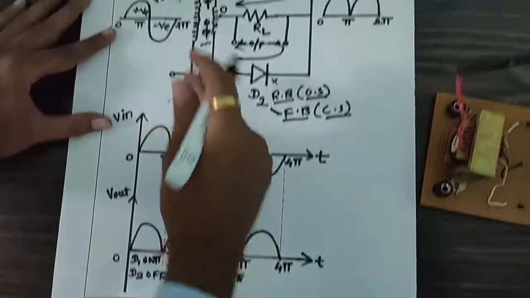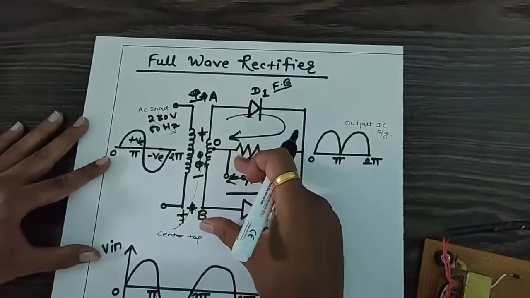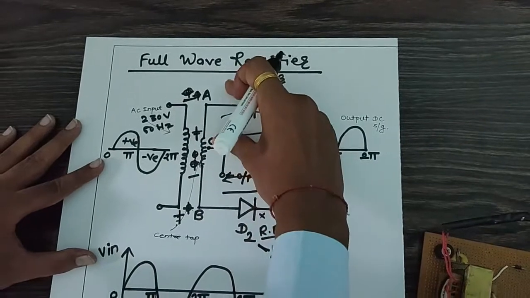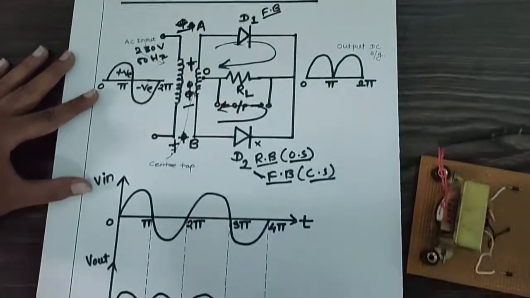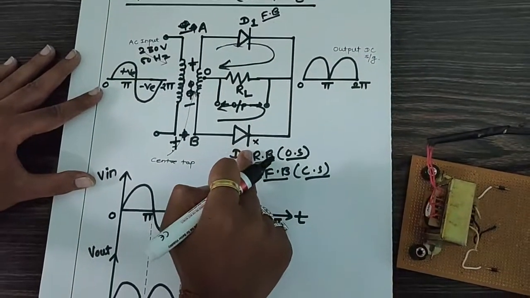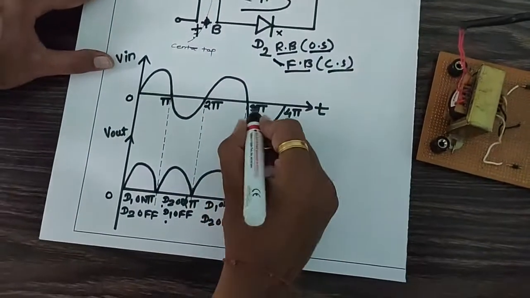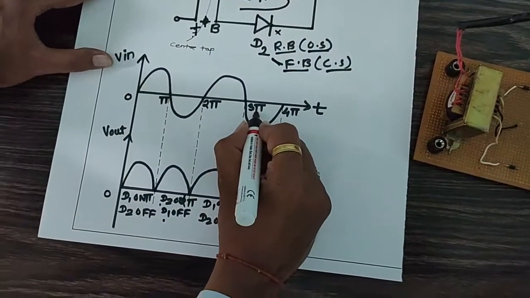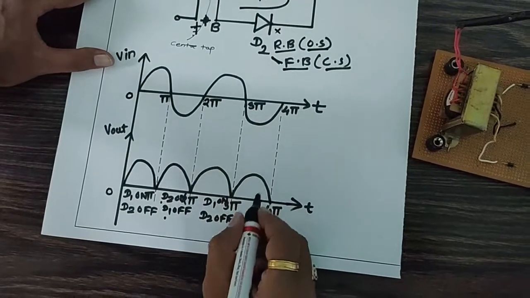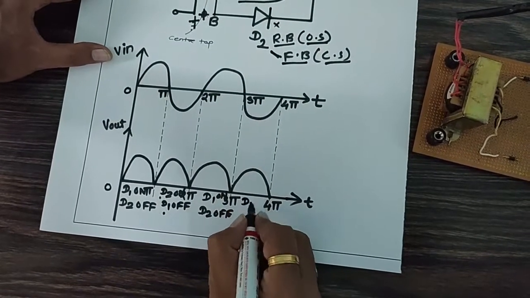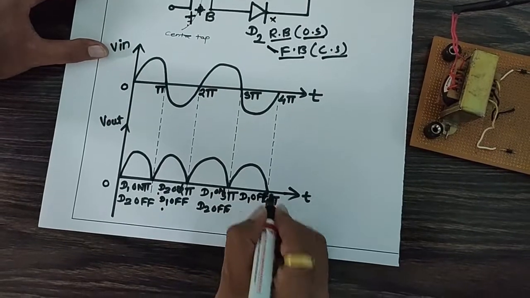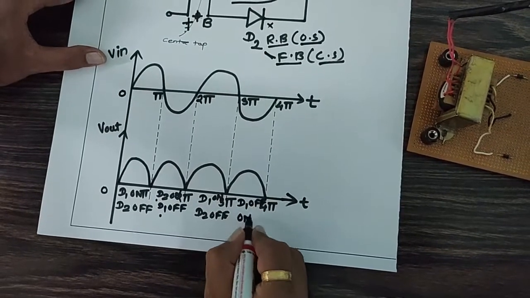Similarly, for the next negative half cycle, this polarity will again change, that is VBO will be positive and VAO will be negative. So your diode D2 will be in forward bias and diode D1 will be in reverse bias. So for the interval from 3 pi to 4 pi, your diode D1 will be in off state and diode D2 will be in on state.